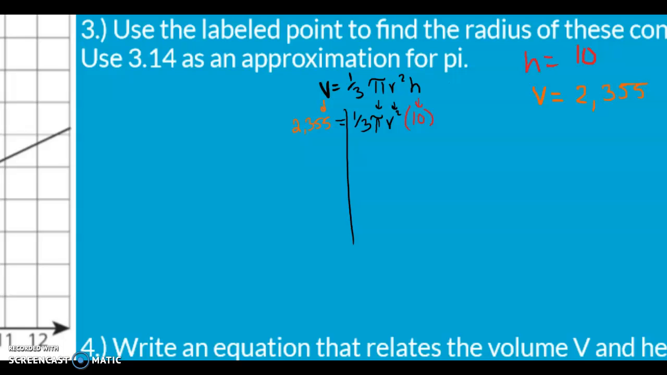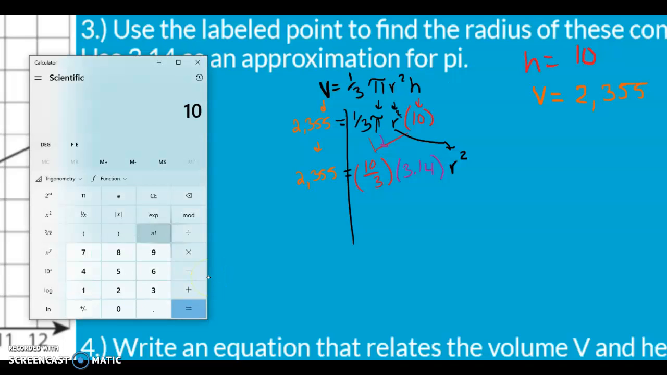Alright, so let's see. I can actually combine my 1/3 and my 10 together. That would give me not a nice number, so I'm going to leave it as 10/3. I'm going to change pi now to 3.14. I'm going to multiply it. I'm going to put my radius to the back of my equation, because I'm not dealing with it until last. And of course, bring down your 2,355. So let me pull up my calculator.